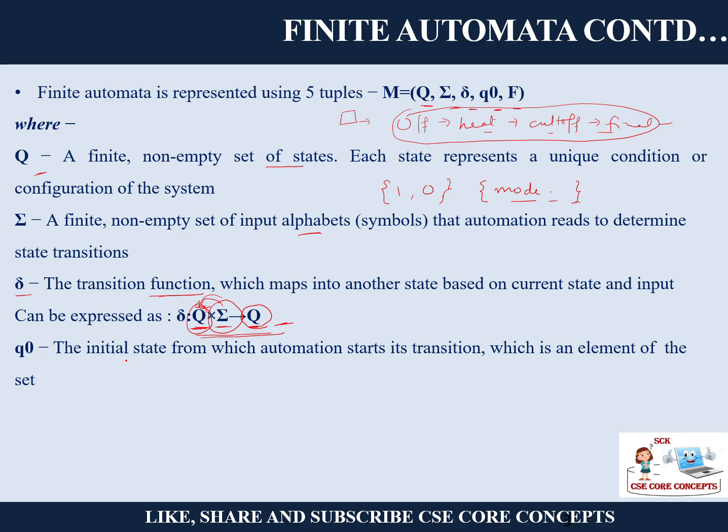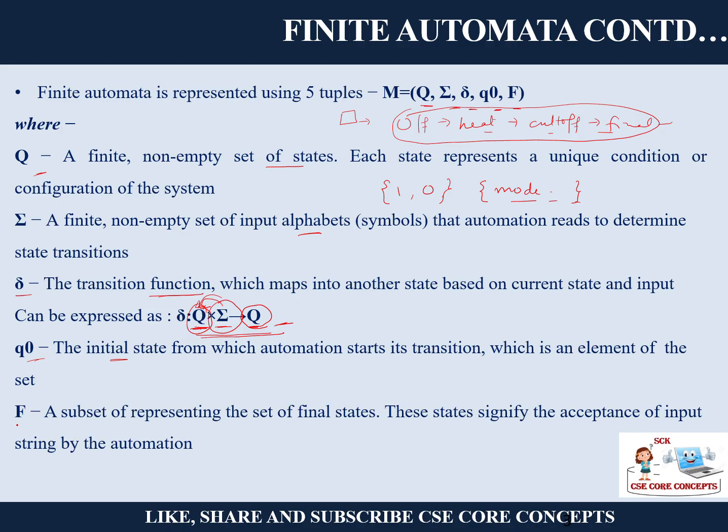Then Q0 is always the initial state, or the first state. So we start with the initial state, and F is always the set of final states. You can have multiple final states also. These states signify the acceptance of input.